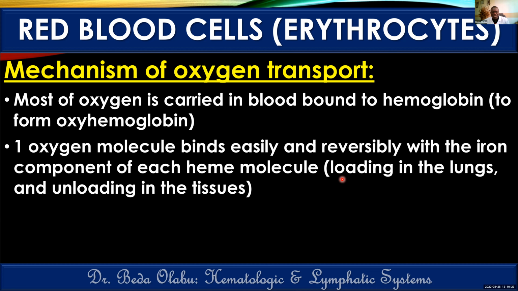But when that blood goes to the tissues, the concentration of oxygen there is very low, and perhaps the concentration of carbon dioxide is high there. When the concentration of oxygen in the surrounding is low, hemoglobin easily releases that oxygen, and so it goes to the tissues. So remember, the part that binds oxygen is the iron component of the heme molecule, which is in the hemoglobin. That means that one hemoglobin molecule can carry 4 molecules of oxygen.